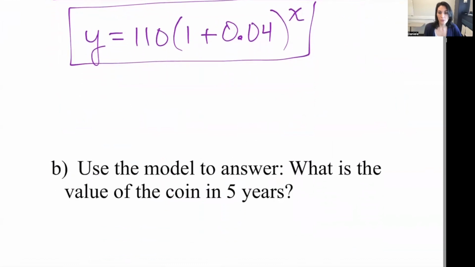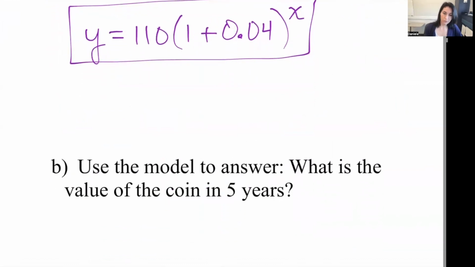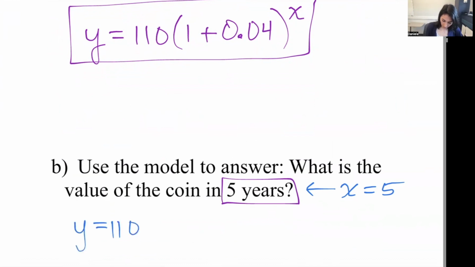Now we're going to use that equation to predict, right? That's what equations do. What is the value of the coin in 5 years? So you just have to know, where do I plug in 5? Do I plug it in for X or do I plug it in for Y? Well, since it says in the problem that X is time in years, that means we're just going to substitute it in for the value of X, right? So it should look like that.